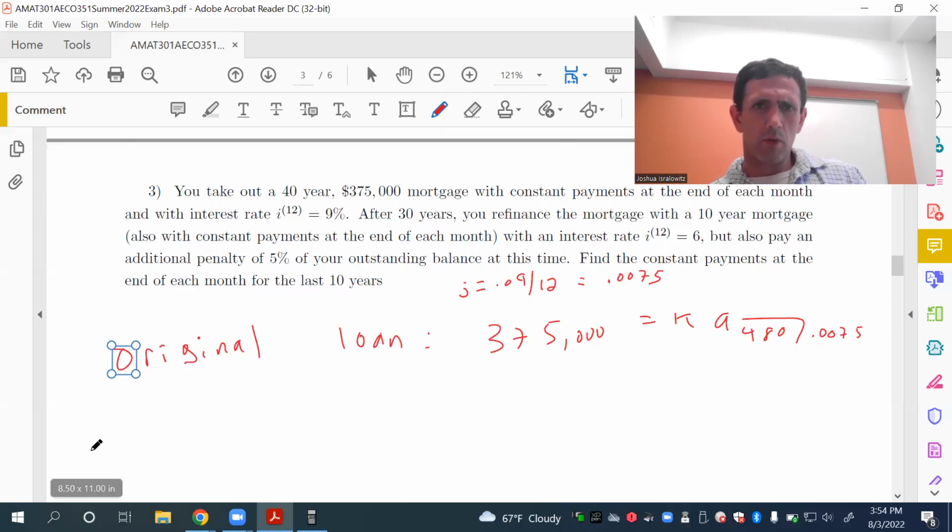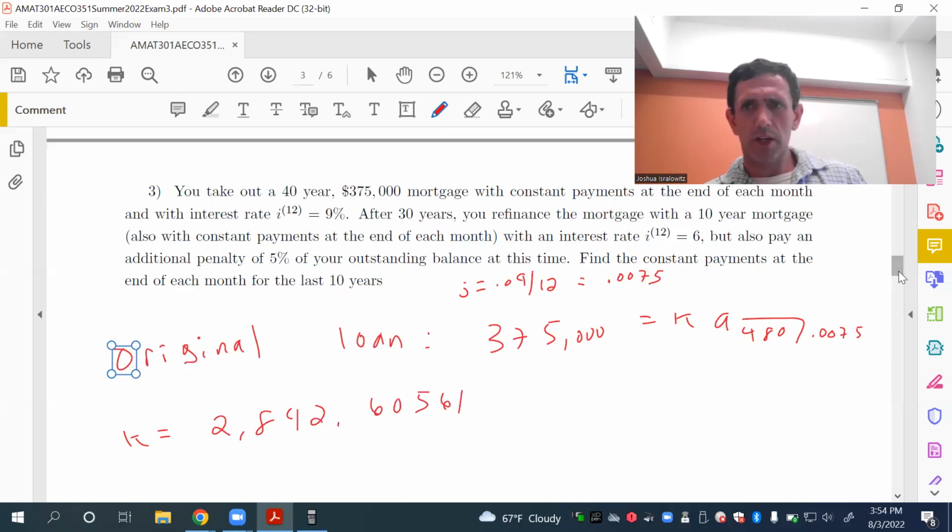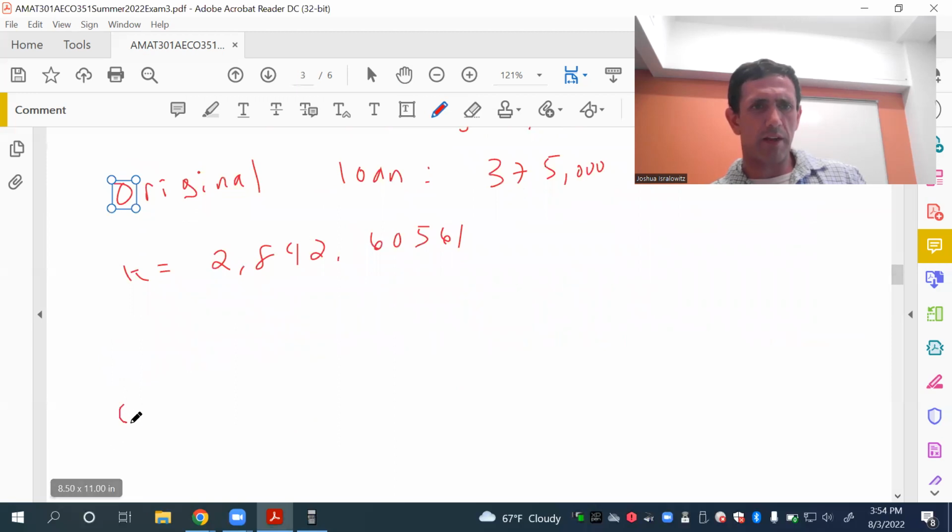All right, so solve for K, dump into your calculator. We've done it a dozen times already. 2,892.61. Okay, so now let's find the outstanding balance after 30 years. 30 times 12 is 360. So I do have a constant interest rate, constant payment throughout this loan, so I could use that slightly quicker formula.